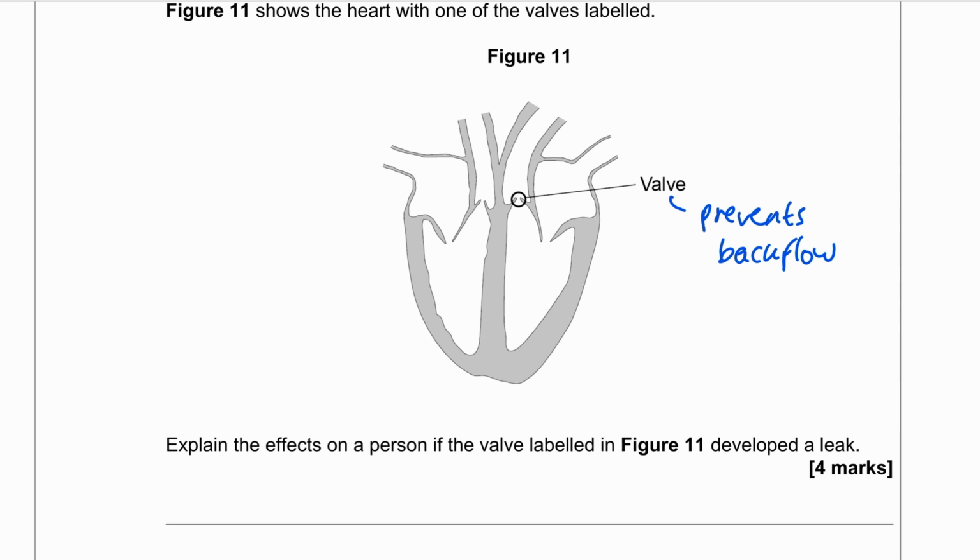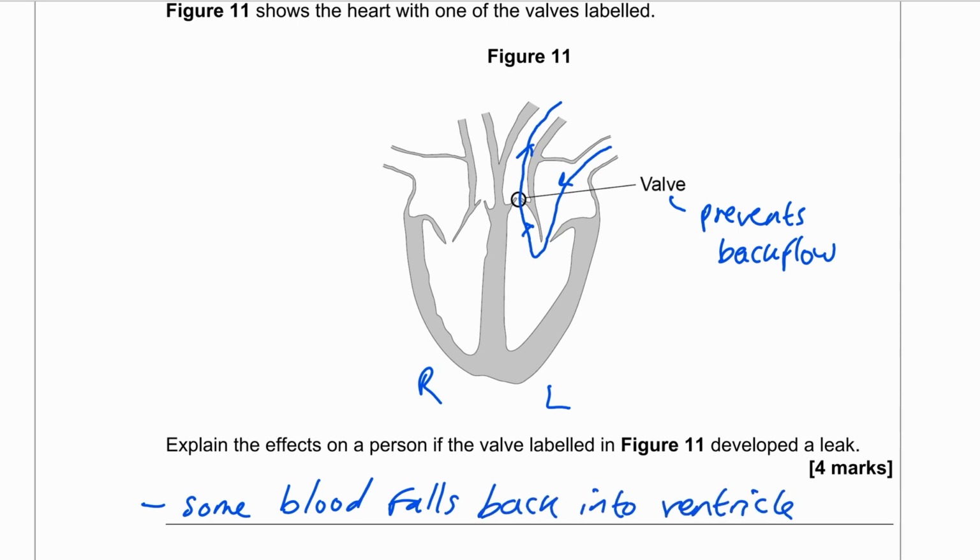But let's remind ourselves the valve is labeled specifically in that part of the heart. So we know that we're dealing with the left side of the heart. And thinking about the passage of blood, we know that the blood is going to go into the heart for the left side. So that's going through the pulmonary vein. Then it's going into the left atrium, down into the left ventricle, and then through the aorta out of the heart. So if this valve is leaking, that means that some blood would fall back into the ventricle. So it wouldn't be able to leave through the aorta.